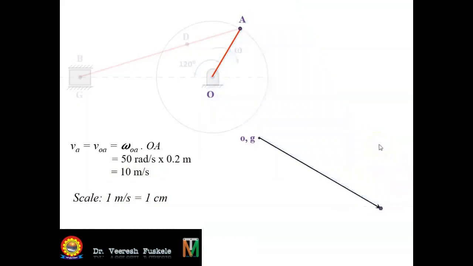We will get the point A here. So this is the velocity vector of link OA, or the velocity of A relative to O. This vector OA is of 10 centimeter, but it will be representing 10 meter per second. Next, we have to draw the velocity of B relative to A, or the link AB.